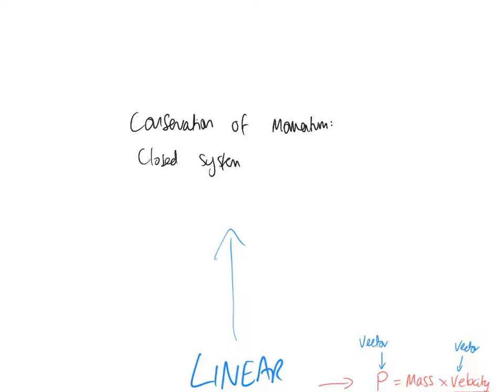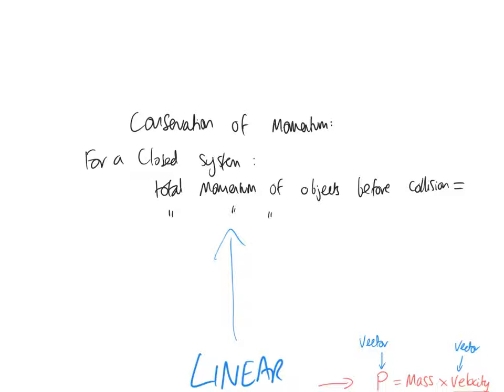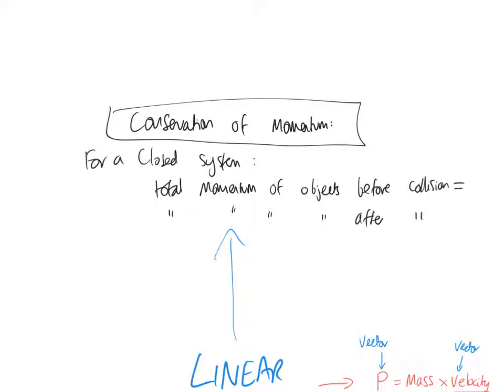So, for a closed system, the total momentum of all the objects before the collision or whatever it is, for whatever's happening, is equal to the total momentum of objects after the collision, i.e. the momentum is conserved. And that's an important rule that you need to know and be able to quote, and we will use it when we do questions.